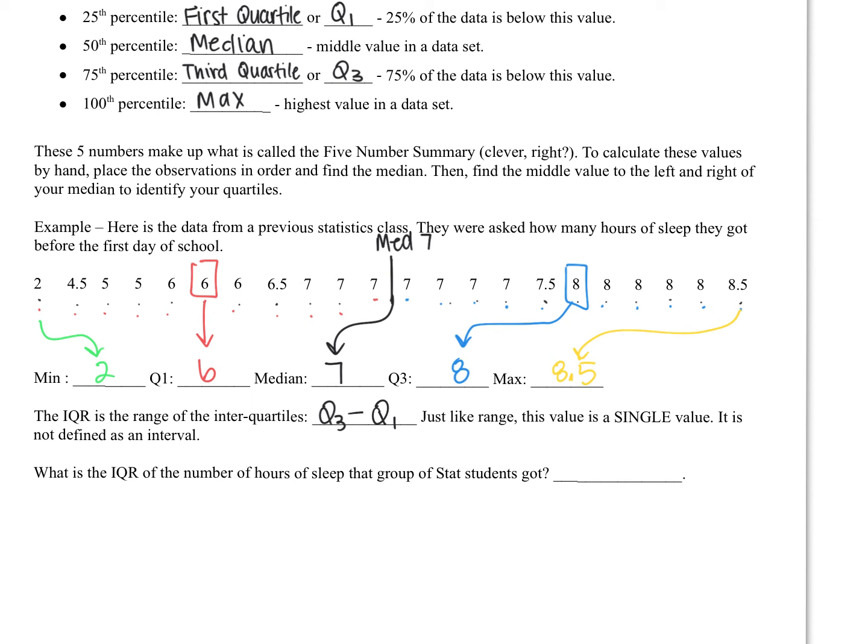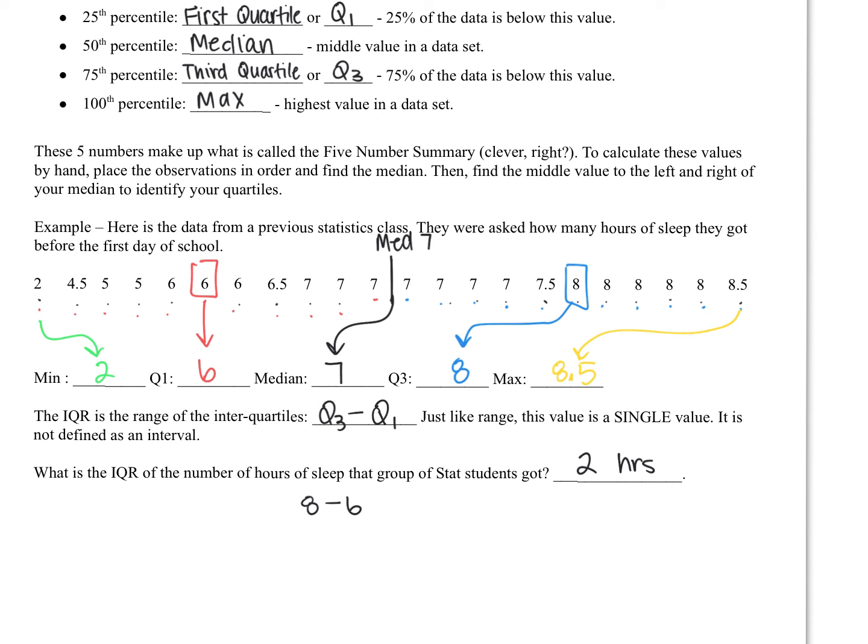So just like range, regular range, interquartile range is a single value. It's not defined as an interval either. So our interquartile range here, my quartile 3 is 8 minus my quartile 1, which is 6, tells me that 2 hours is the IQR. So the interquartile range is 2 hours.